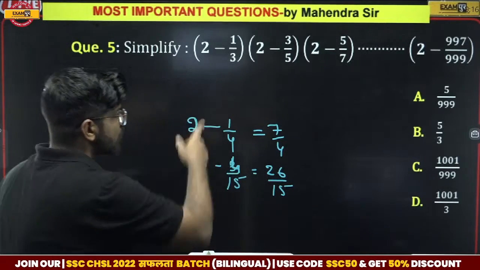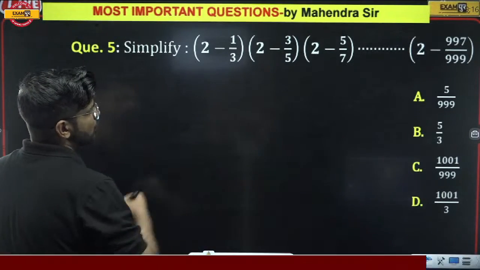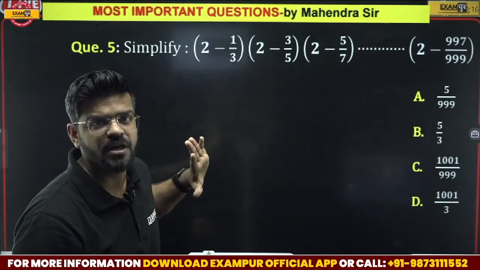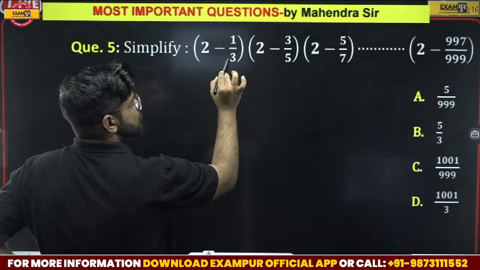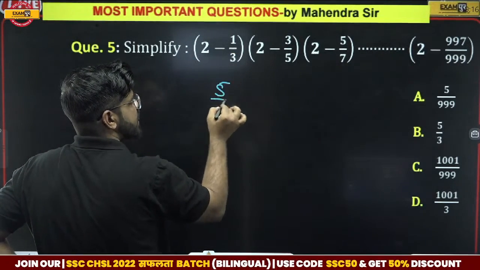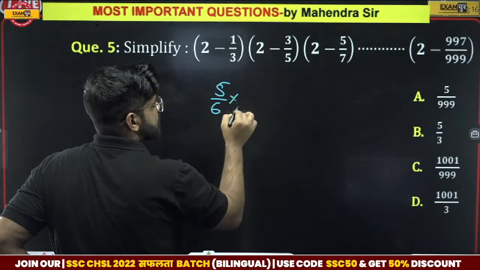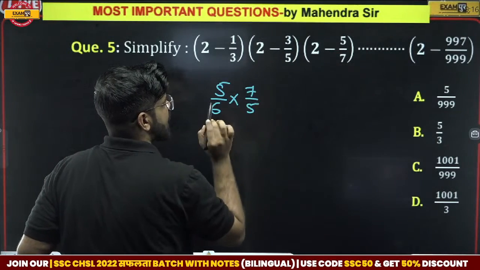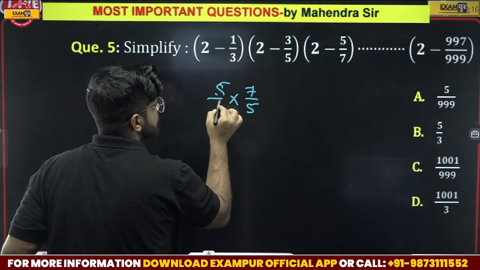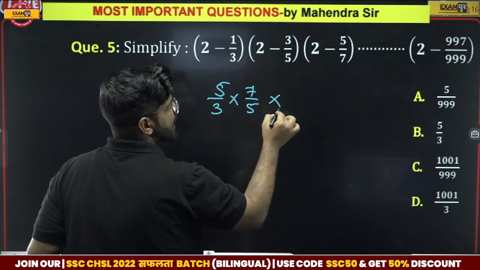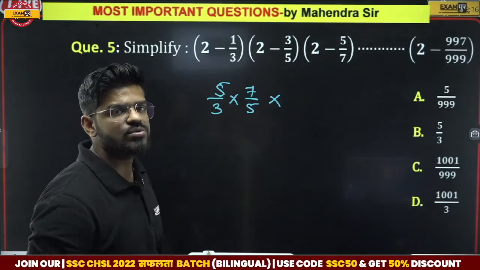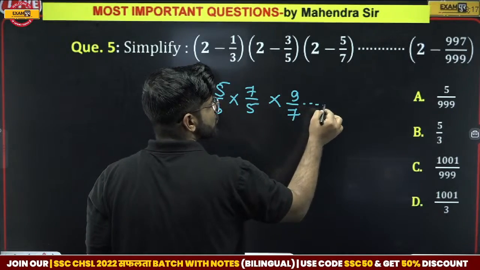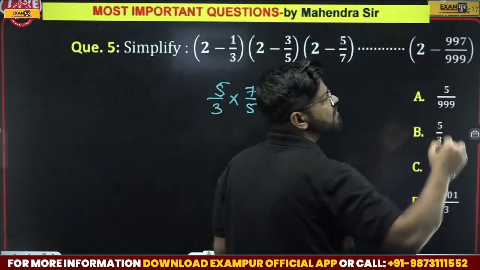Clear? Now you have to solve this. So we have 2 minus, just double the denominator and minus from the numerator, and write in the numerator only. So 3 2s are 6, 6 minus 1, 5 by 6. Multiply. 5 2s are 10, 10 minus 3, 7. 5 as it is. Here 3 as it is. Here 3 as it is. Multiply. 7 2s are 14, 14 minus 5, 9. And 7 as it is, and so on to 999 multiply by 2.